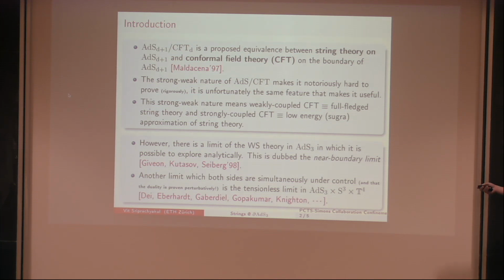But let me finish this slide by quickly mentioning that there is one other limit in which we also have sufficient analytical control on both the AdS string theory and the dual CFT side, so much so that we actually have a perturbative proof of AdS-CFT in this particular limit, and that's the so-called tensionless limit in type IIB string theory in AdS3 times S3 times T4. And this is the work pioneered by these people.